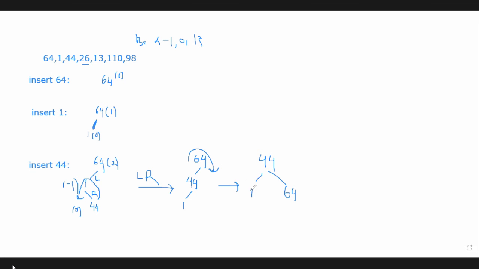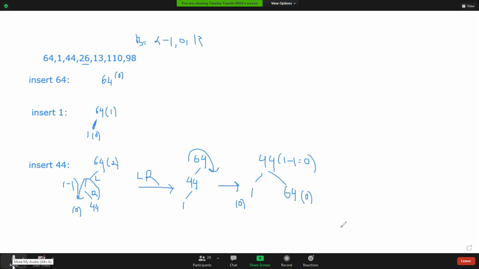Now calculate the balance factor. These are leaf nodes, so their balance factors are 0. And for 44, the balance factor is 1 minus 1 equals 0. Clear? Yes, ma'am. Okay. So now insert the next node, that is 26.